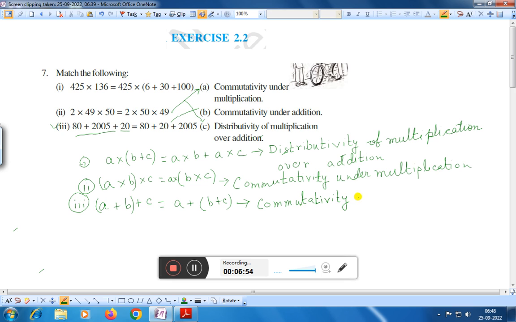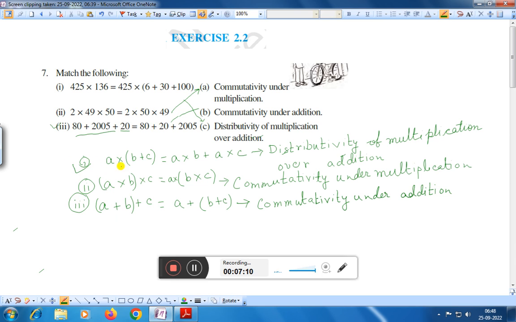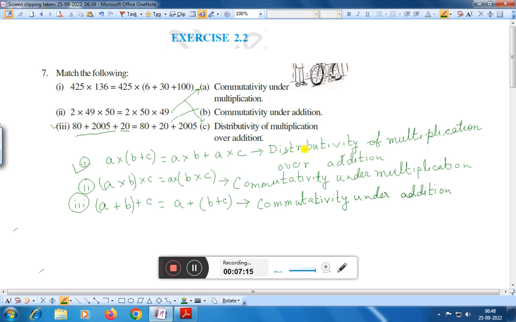Commutativity under addition, right? That means you have to follow these formulas. Number 1 is A into B plus C is equal to A into B plus A into C. This is distributivity of multiplication over addition.